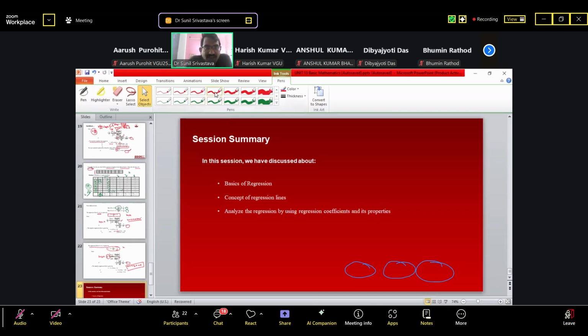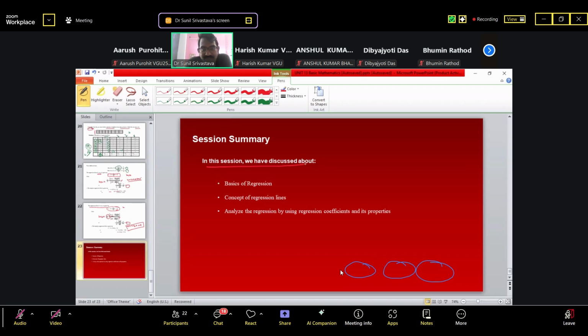At the end of the session, we have learned in detail, first of all, the concept of regression. We have also learned the concept of regression lines, their properties, how to analyze the regression lines, the regression coefficients and their properties, and problem solving in our desired way. So these are the topics we have discussed here, and I think our syllabus is also completed today. All lectures have been completed.